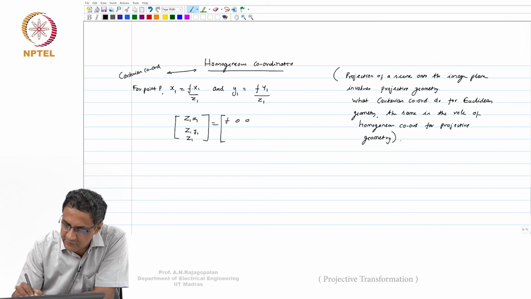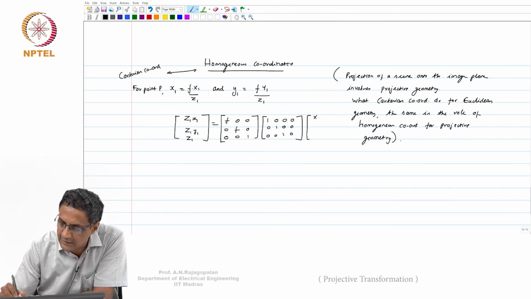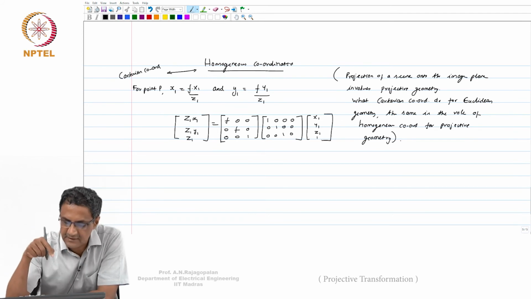So Z1 X1, Z1 Y1, Z1 is equal to, now I'll write this equation and then you will see that it makes sense: the 3 cross 3 matrix f 0 0, 0 f 0, 0 0 1. Then I'm going to add a 3 cross 4 matrix 1 0 0 0, 0 1 0 0, 0 0 1 0, and then I'm going to write down my scene coordinate as x1 y1 z1 1, just as my image coordinate.